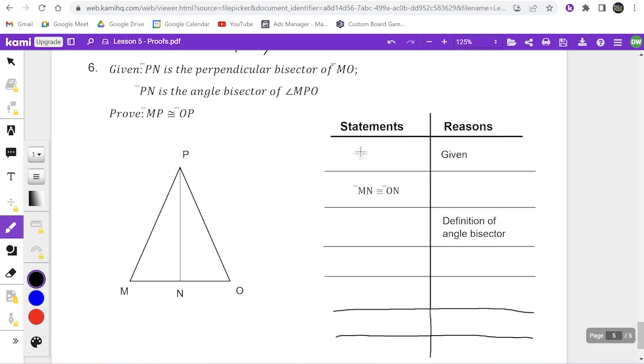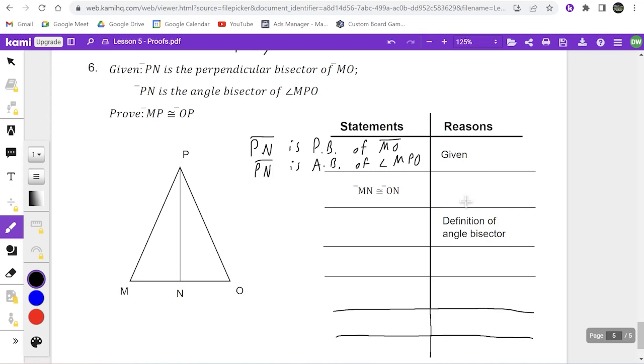So anyways, with the first statement, we already know I have to write this whole thing. PN is the perpendicular bisector, I'm just going to abbreviate that PB, perpendicular bisector of MO. And I'm going to say PN is the angle bisector, abbreviated AB, of angle MPO. And again, the reason why is that's given. So now, if I were to show that on my triangle, that looks like nothing. I know it means something to you because it says perpendicular, it says bisector, you know what that means. But right now, nothing is on my triangle, okay?